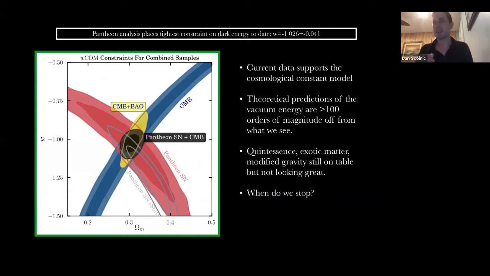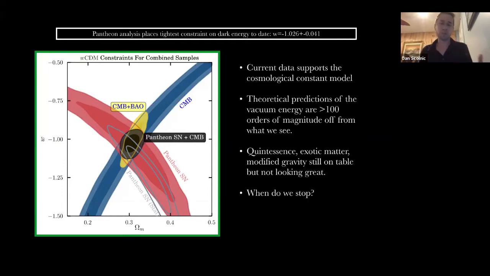Okay, now the Pantheon sample places the tightest constraint on dark energy to date. That statement was true until yesterday, when this huge new splash of eBOSS papers came out, with various BAO and void measurements. Though they use Pantheon, so maybe they'll say they have the tightest constraint on dark energy. But anyway, this is almost as precise as it gets, and we get w equals -1.026 plus or minus 0.041. So the current data support a cosmological constant. It's consistent with w equals -1.